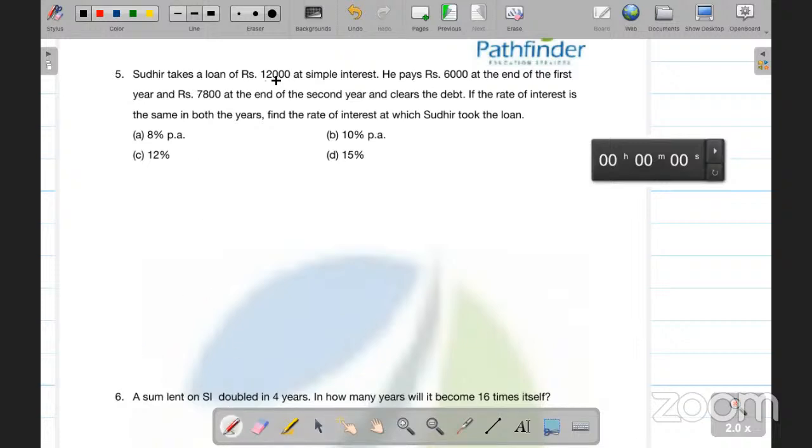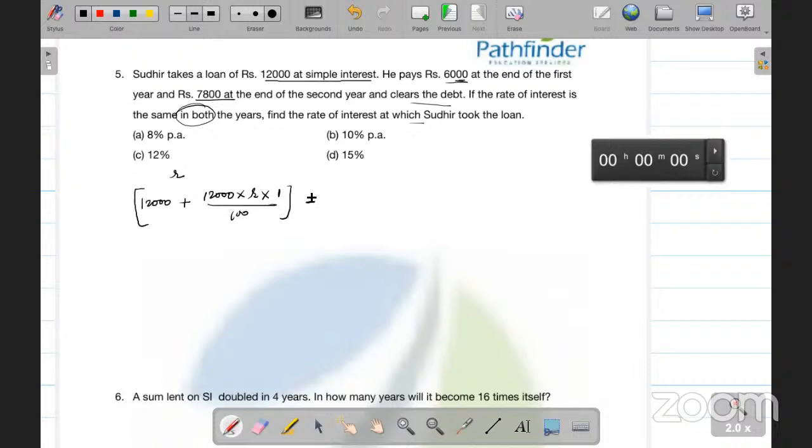Sudhir takes a loan of 12,000 rupees at simple interest. He pays 6,000 rupees at the end of the first year and 7,800 at the end of the second year and clears the debt. If the rate of interest is the same in both the years, find the rate of interest. So suppose the rate of interest is R. So on 12,000, you earn an interest of 12,000 into R. And is the rate of interest given to you? Not given to you. So 1 year upon 100.